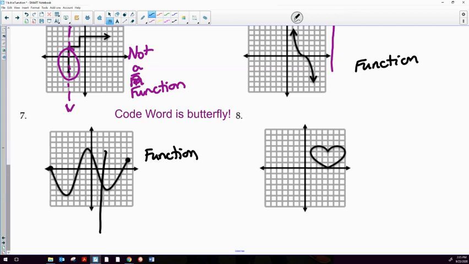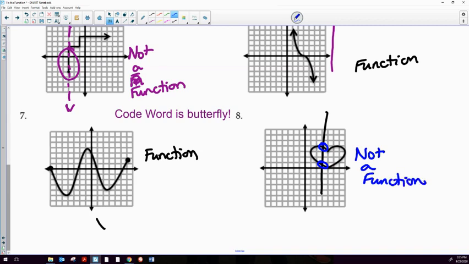And finally, if we take our vertical line test, let me bring my vertical line over here. If I go down on the heart, do you see how it hits the heart 2 times? It hits it here and here at the same time. So because it touches my picture twice, this one is not a function.